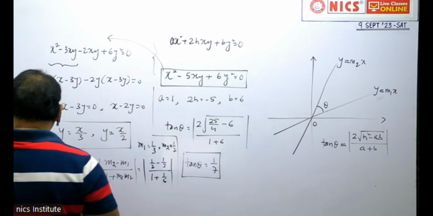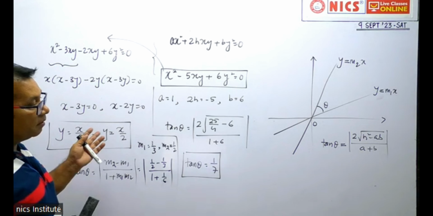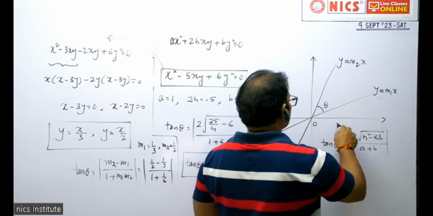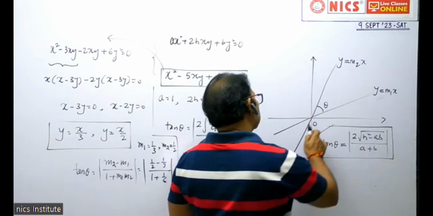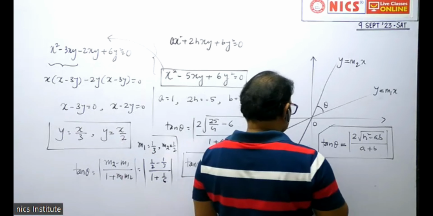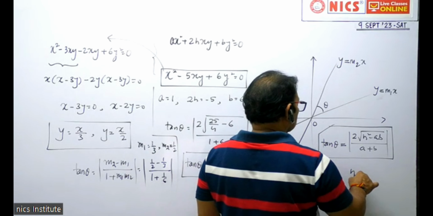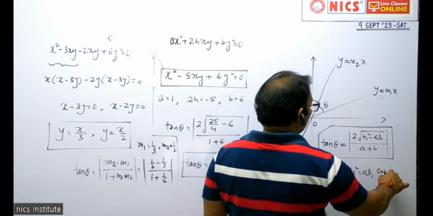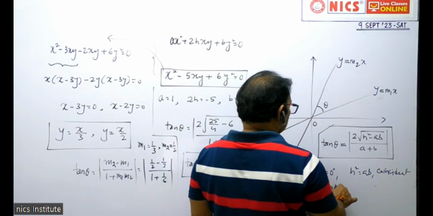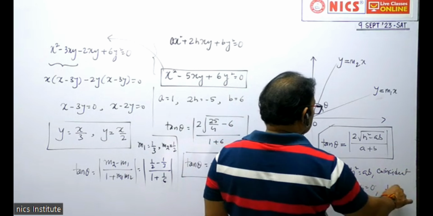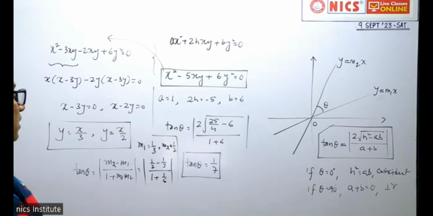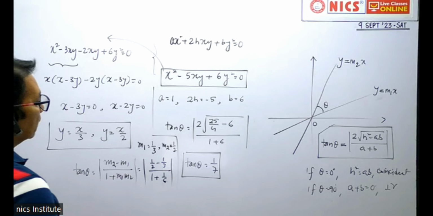Whenever you have a combined equation of pair of straight lines, if you want, we can separate them. And if you don't want to separate them, we can directly find the angle between them using this formula. Just identify a, b, and h and substitute. If theta is 0, h square would be ab, and the lines would be overlapping, coincident lines. If theta is 90 degrees, in that case, a plus b would be 0. Lines are basically perpendicular to each other. If the coefficient of x square plus that of y square is 0, then it's like that.